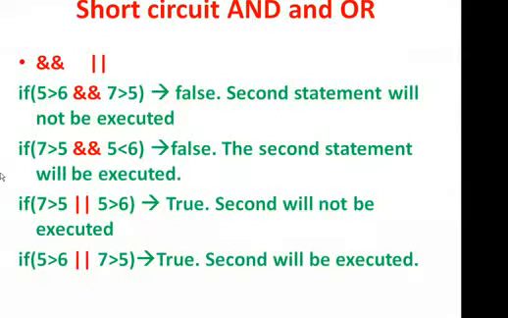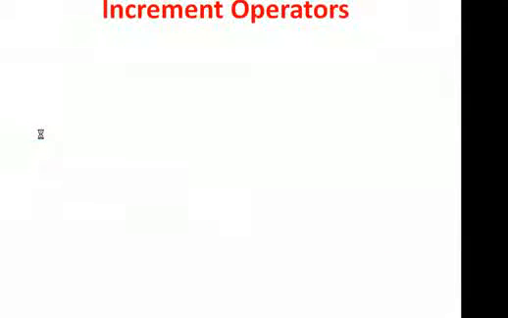You can use single AND or OR, the bitwise operators you have seen, for checking conditions also. But the problem is that it checks both the statements unnecessarily. So short circuit AND and OR will give better performance when compared to single AND and OR when used in conditional statements.